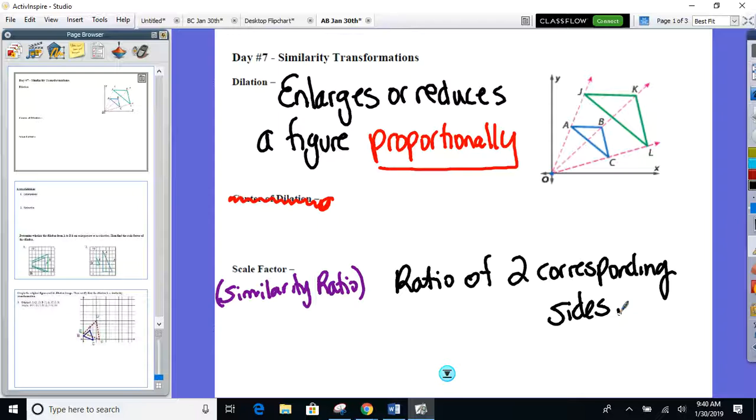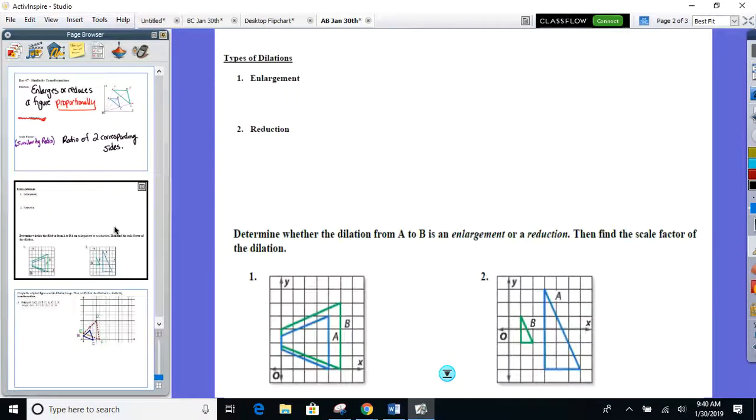All right, let's talk about this enlargement versus reduction. Enlargement, you guys know, gets bigger, right? What's that got to mean for my scale factor then? Because it's going to be a number. What do you think you're going to know about that number to say, oh, because it's this, it must be an enlargement? What do you think about that number that I'm going to give you as a scale factor? It's going to be above 1, greater than 1. So if you are enlarging a figure, making it bigger, that scale factor, that ratio will be bigger than 1.